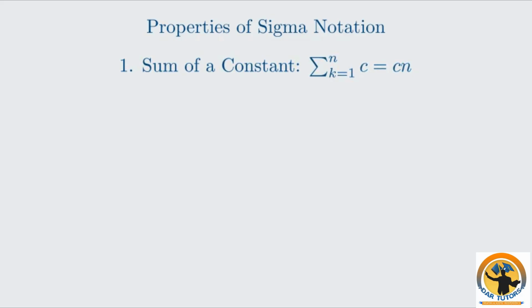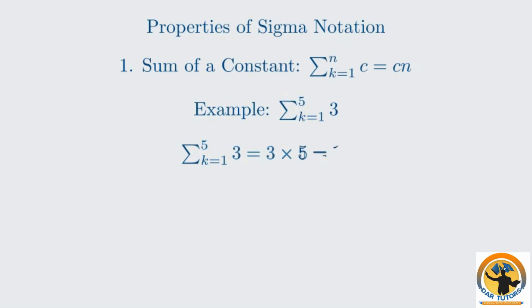Let's see an example. Suppose we want to find the sum from k equals 1 to 5 of the constant 3. Using the property, we multiply the constant, 3, by the number of terms, 5. The result is 15. If we were to expand it, we would have 3 plus 3 plus 3 plus 3 plus 3, which also equals 15.